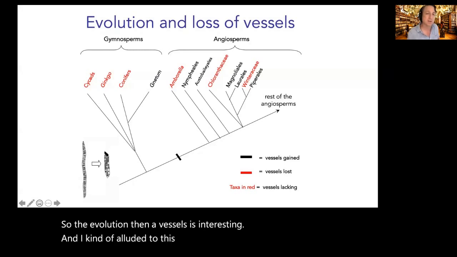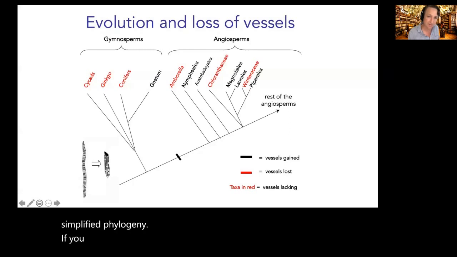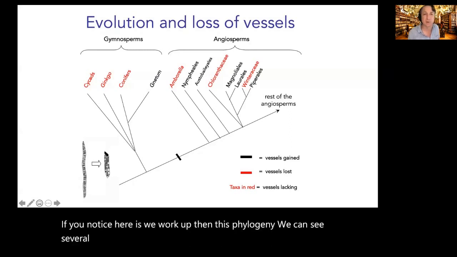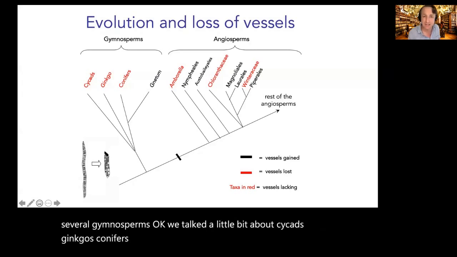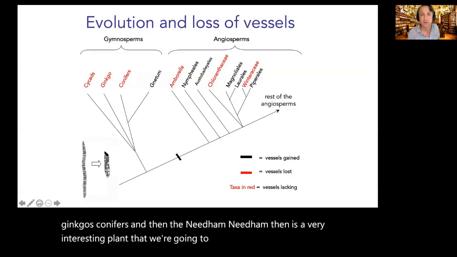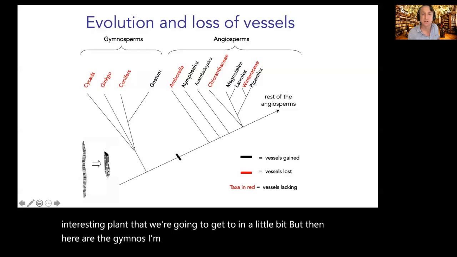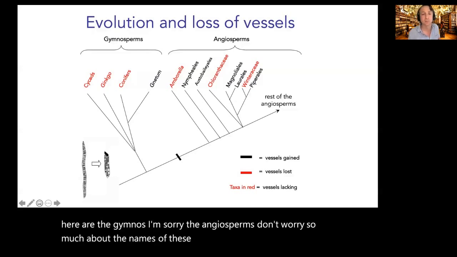I'm showing you here a simplified phylogeny. If you notice here, as we work up this phylogeny, we can see several gymnosperms. Okay, we talked a little bit about cycads, ginkgos, conifers, and then the Gnetophytes. Okay, Gnetophytes are a very interesting plant that we're going to get to in a little bit. But then here are the angiosperms. Don't worry so much about the names of these groups. Okay, we're going to get to this in a little bit.